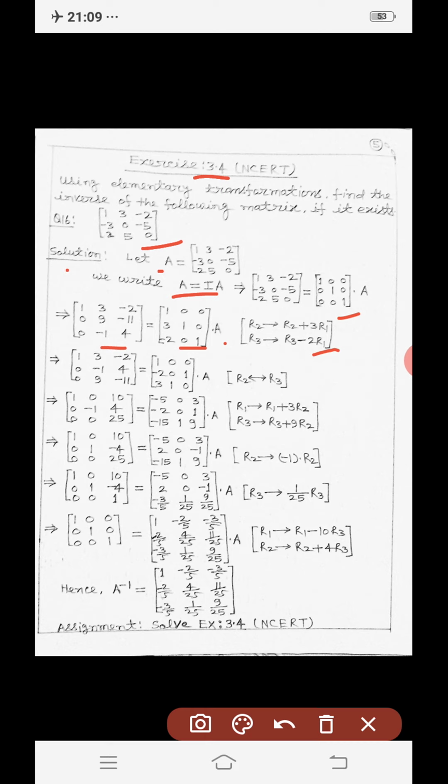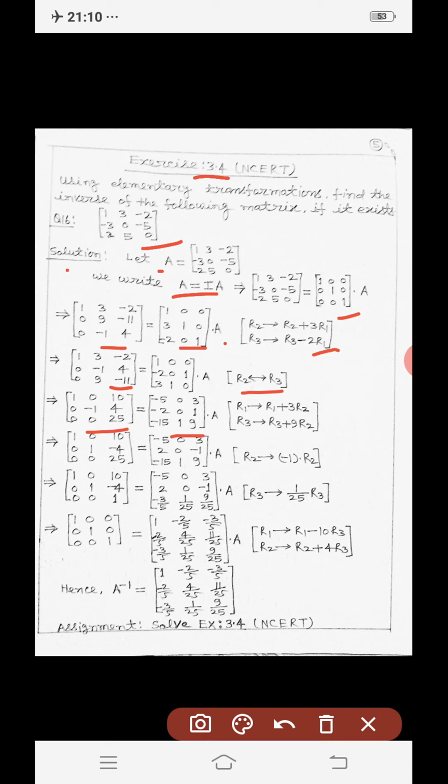This implies that 1, 3, -2, 0, -1, 4, 0, 9, -1, is equal to 1, 0, 0, -2, 0, 1, 3, 1, 0, into A. Here we use the operation R2 interchanges with R3, and after that we get 1, 3, -2, 0, -1, 4, 0, 0, 25, is equal to 1, 0, 0, -2, 0, 1, -5, 1, 9, into A.